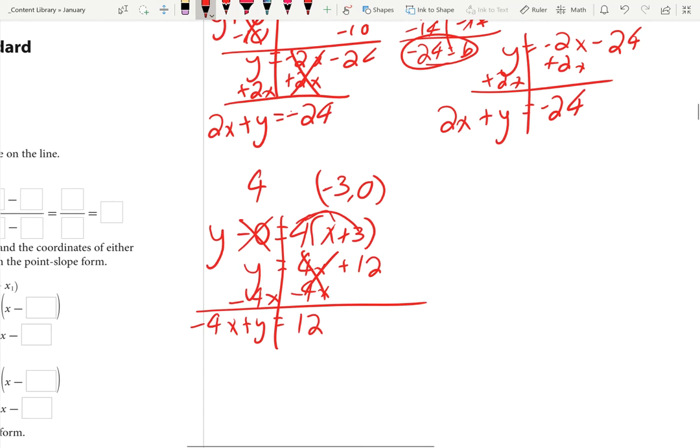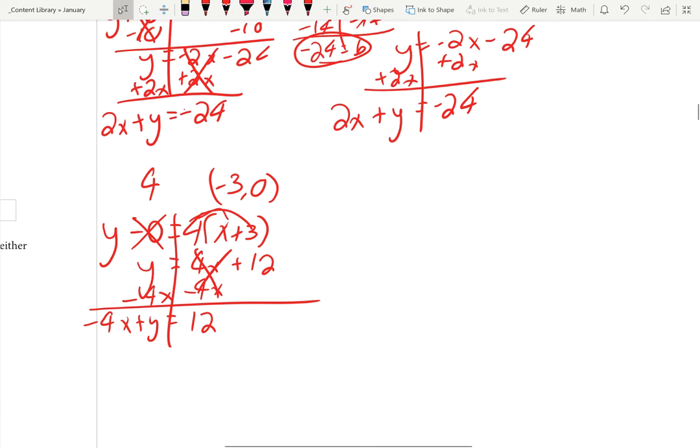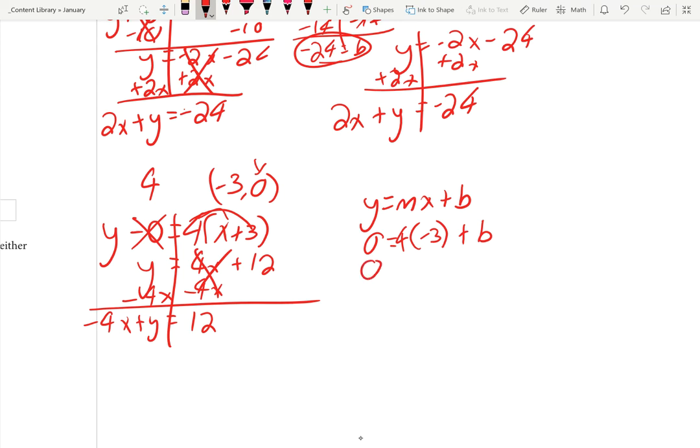So point slope form is probably going to be the best one to use, but let's also look at slope-intercept form. So slope-intercept form would be like this. We would use the 0 for the y. We'd use that 4 for the m, and we use the -3 for the x. And we're looking to solve for b. So this ends up being 0 equals -12 plus b. 4 times -3 makes -12. And then simply add 12 to the other side to cancel it out and get that b by itself. So 12 is equal to b.